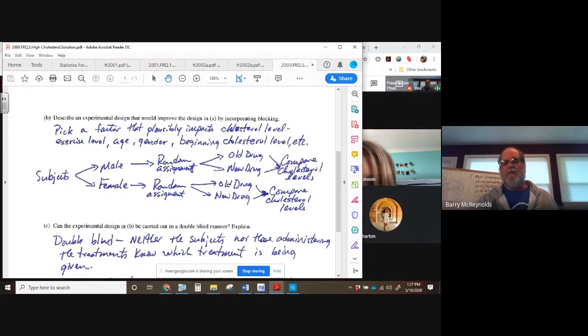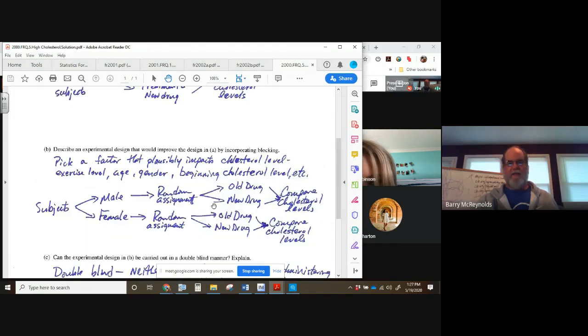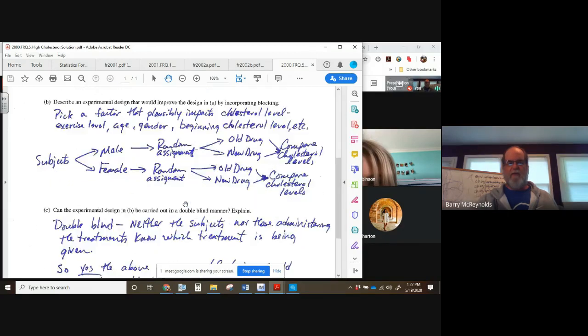Interestingly enough, there are some experimental designs, I guess, that you could come up with where double-blind could not be carried out. And if you came up with one of those, then it would be perfectly okay to say, no, in this case, this experiment could not be carried out in a double-blind fashion. But in this case, these certainly could be carried out that way with no trouble.